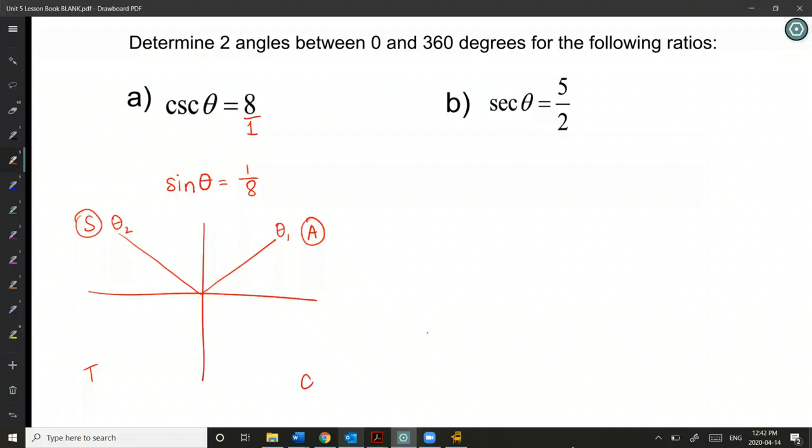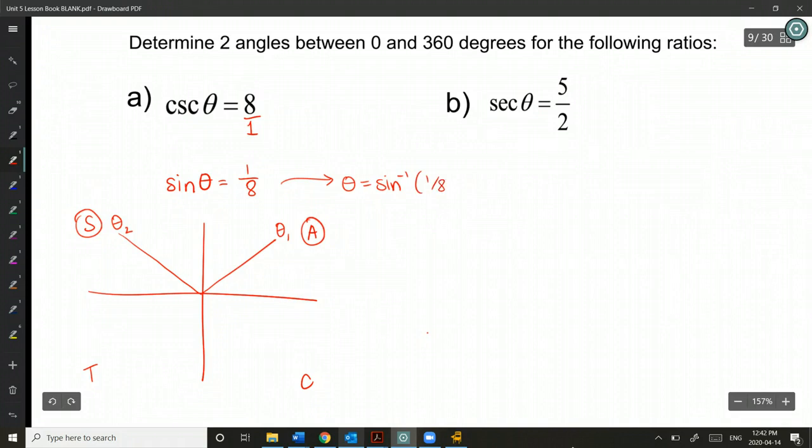So how do I find these angles? Well, if you think back to our previous lesson, we found these angles by doing sine inverse of the value. So if we enter sine inverse of 1/8 into our calculator, make sure you're in degree mode, we're going to get a first angle of 7.18. So let's round this to 1 decimal place: 7.2. This is the angle in the first quadrant. It's between 0 and 90. So that must be the measurement of this.